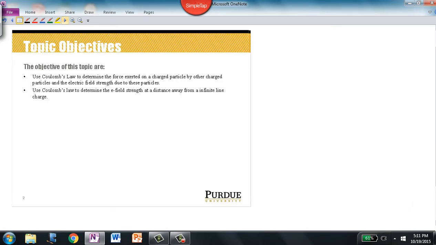The objectives of today's lecture video are to use Coulomb's law to determine the force that's exerted on a charged particle by other charged particles, and then to also use Coulomb's law to evaluate the field strength in space due to these charged particles. And we're also going to use Coulomb's law to determine the E field at any distance away from an infinite line of charge.